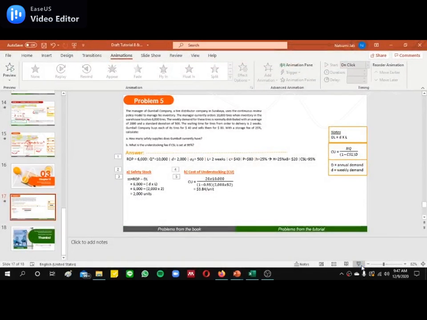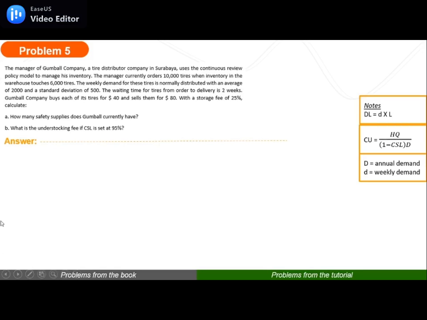Okay, and then we move to problem 5, that is the problem from the tutorial. So the manager of Gumball Company, a tire distributor company in Surabaya, used the continuous review policy model to manage his inventory. The manager currently orders 10,000 tires when inventory in the warehouse touches 6,000 tires. So the 6,000 is the reorder point, and the 10,000 here is the Q, or the average lot size.